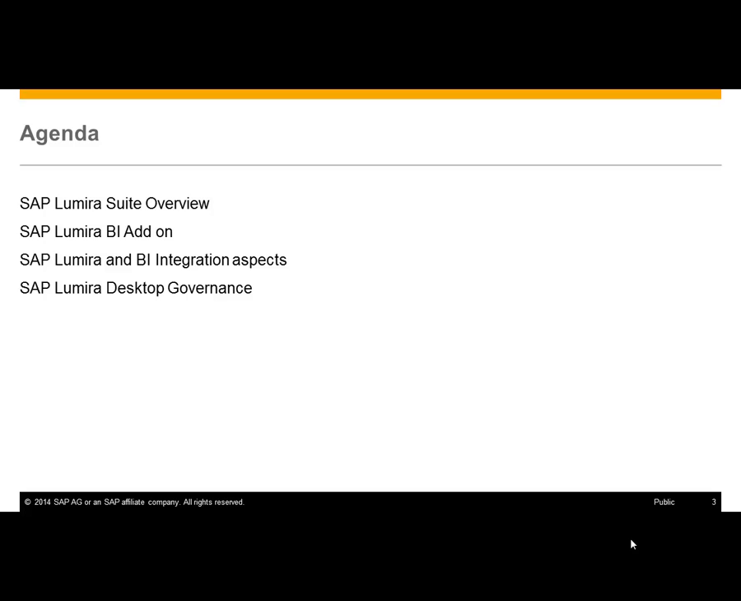And most important is the latest 1.19 feature, which is SAP Lumira desktop governance. I will also show you how we can get this desktop governance, especially how BI administrators can manage what exactly the users can see.